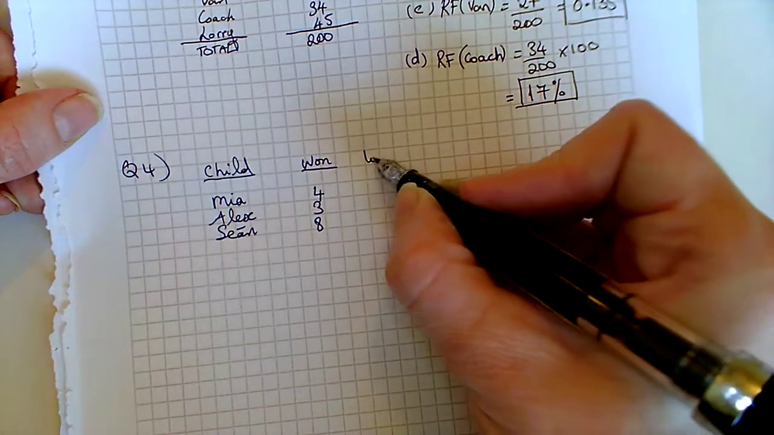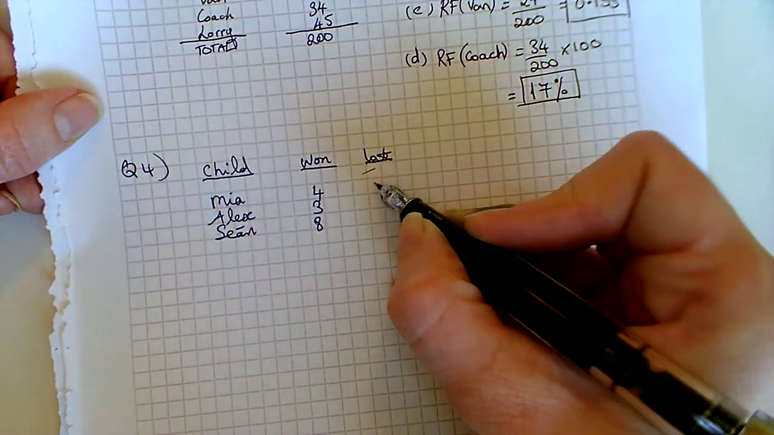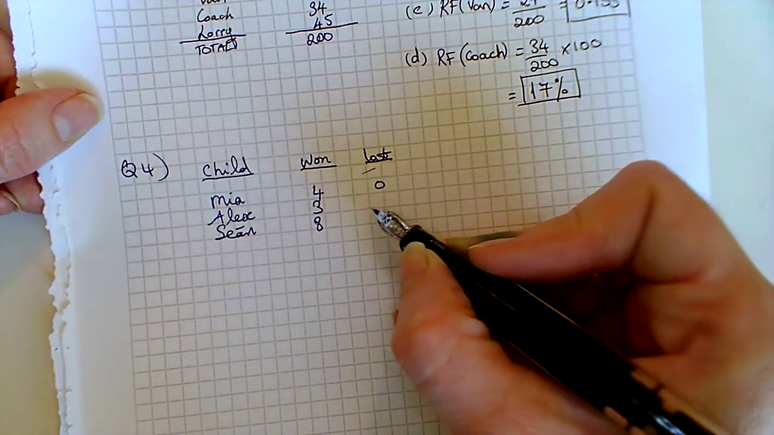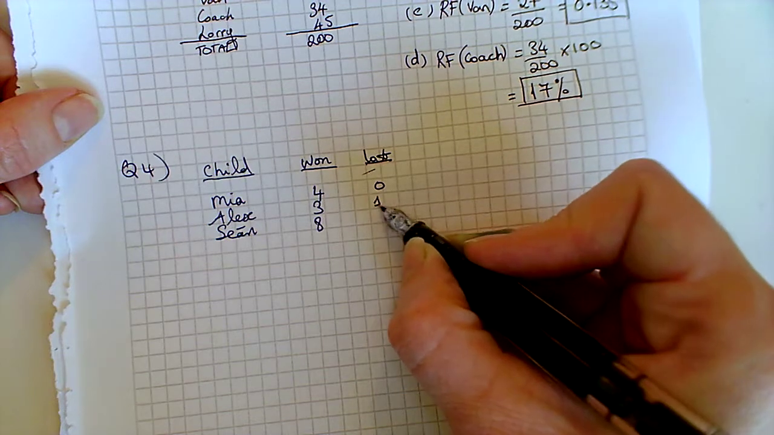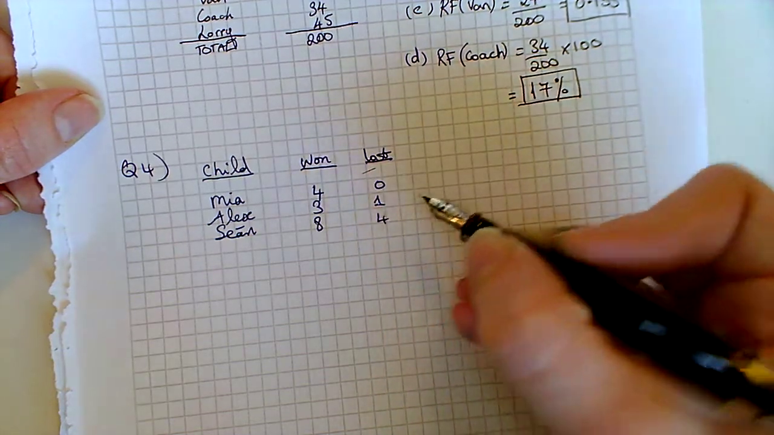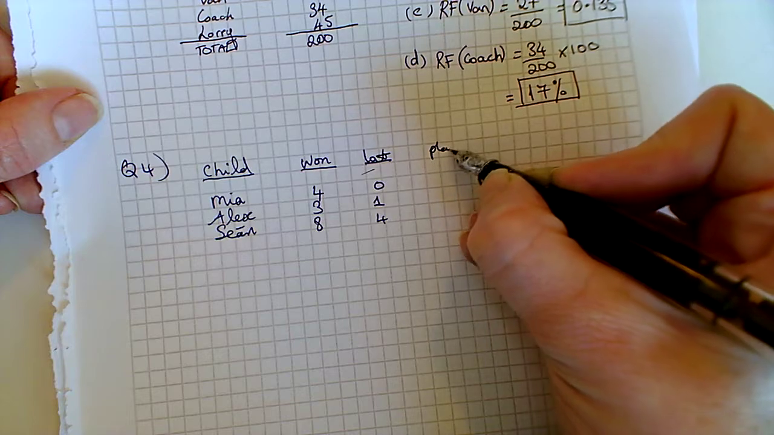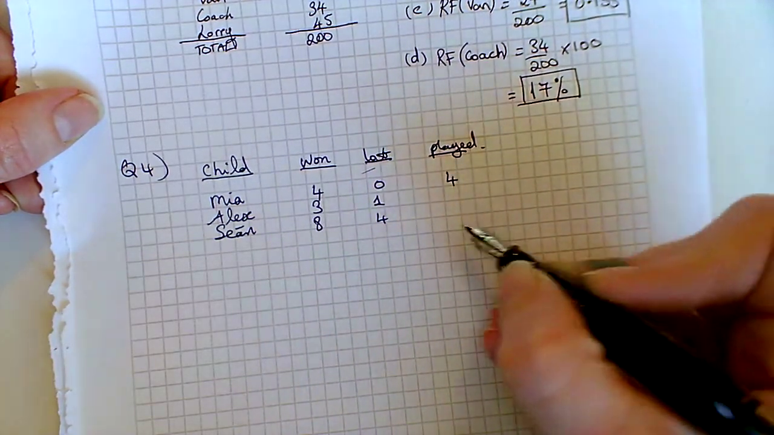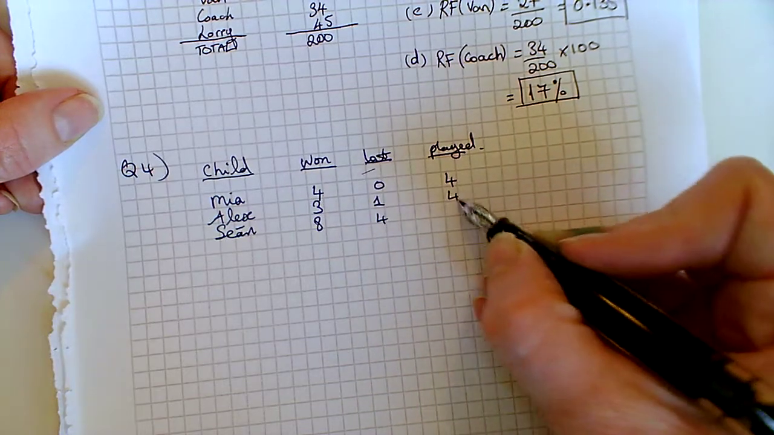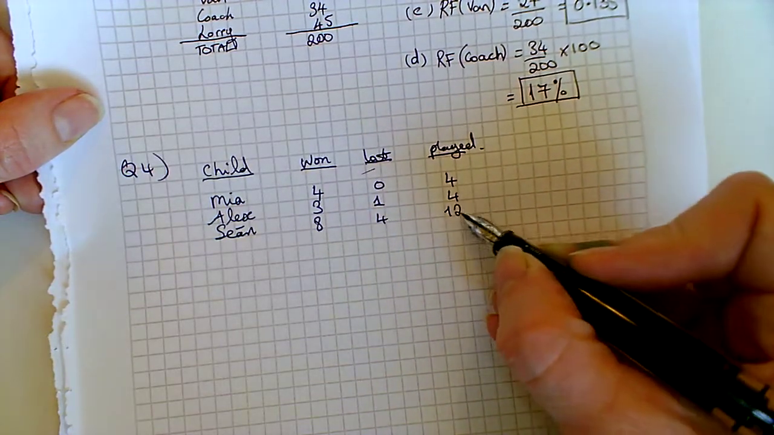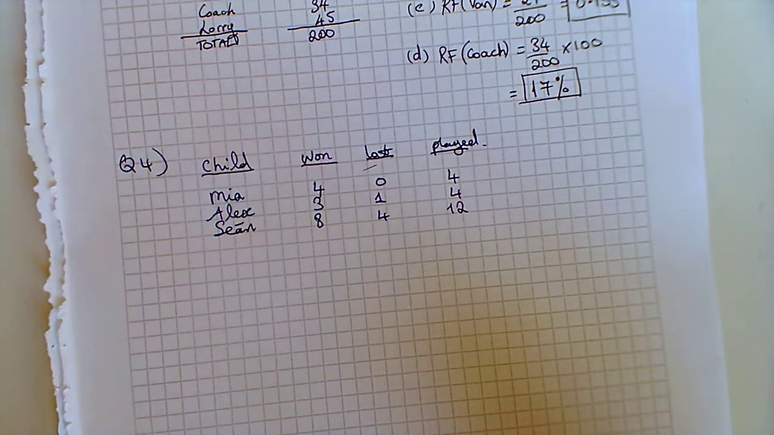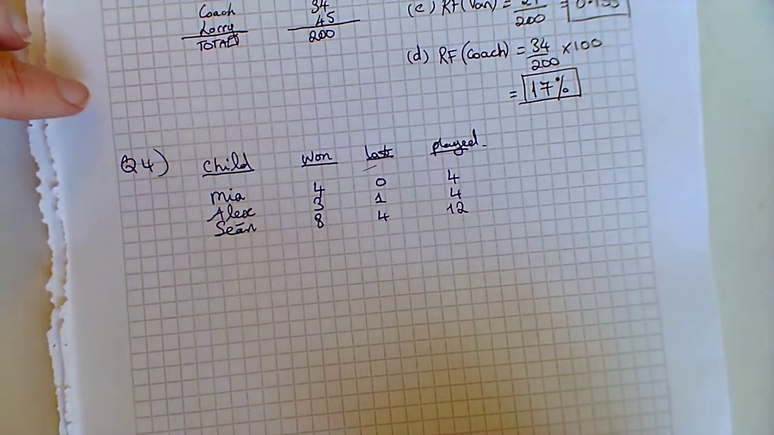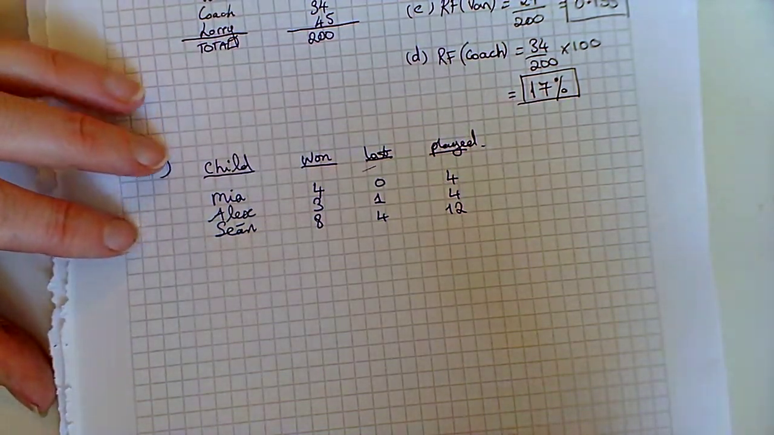The number they lost. So Mia didn't lose any. Alex lost 1, and Sean lost 4. And then they had the total that they actually played. So Mia played 4 plus 0, Alex played 3 plus 1, and Sean played 8 plus 4. He played 12 games. What is the relative frequency of a win for each child?